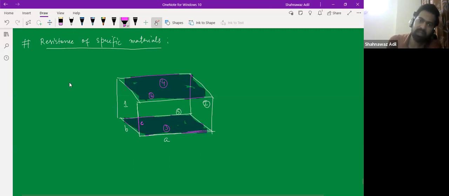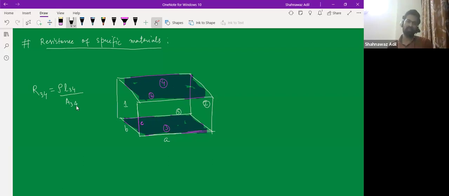So if I ask you what is the resistance between the ceiling and the floor, how much should this be? Because this is the same material, its resistivity will be the same, right? Then we have to find out the length between 3 and 4 and the area between 3 and 4. So that would be the resistance, right, guys? Is it clear?